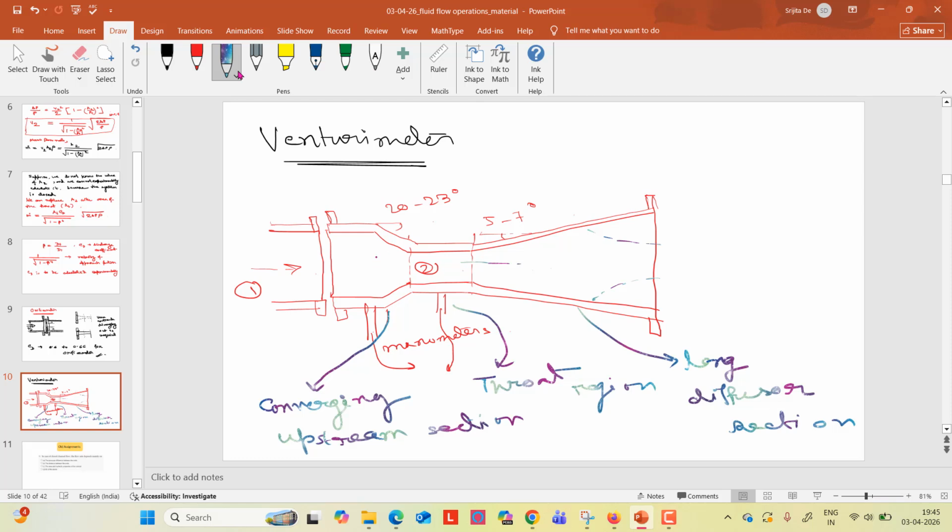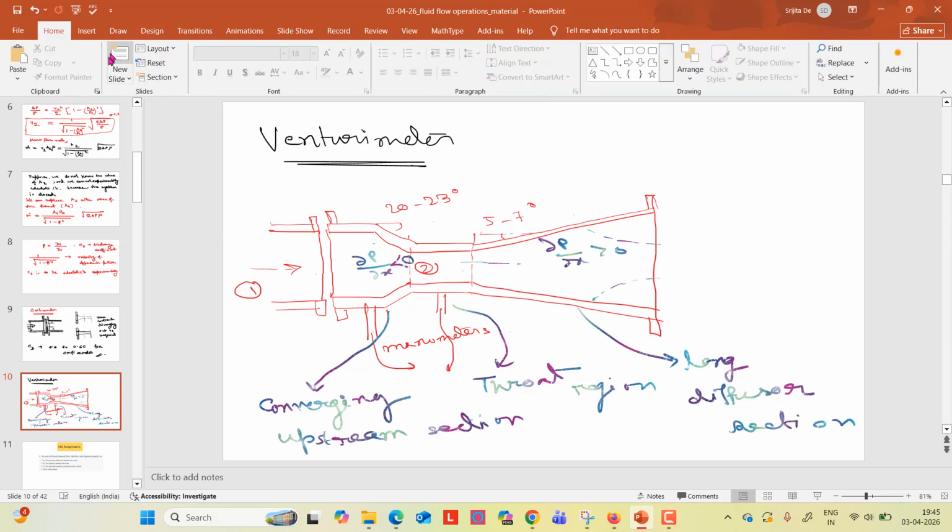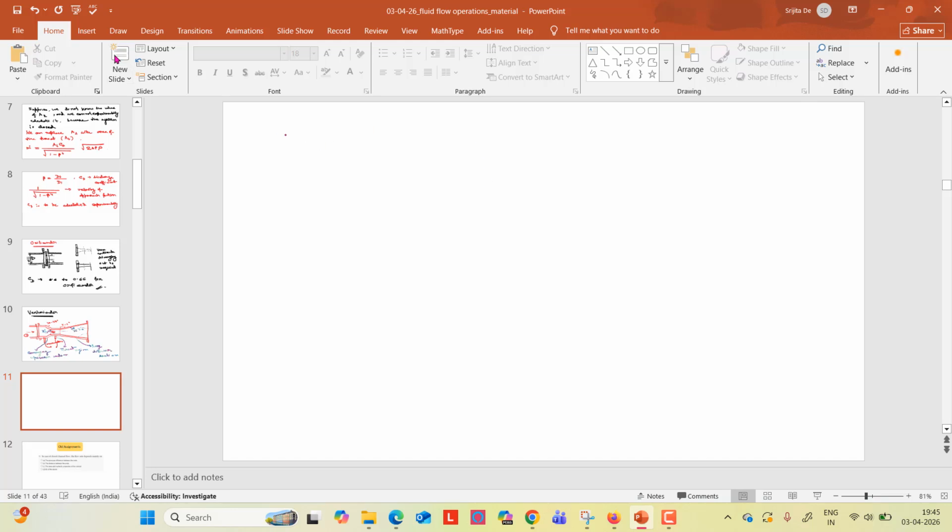So in this region, pressure change with respect to distance, del P by del X, is less than 0, but here del P by del X is greater than 0. That means the pressure gradient is increasing. Okay. So here we are increasing slowly. That's what I just said.